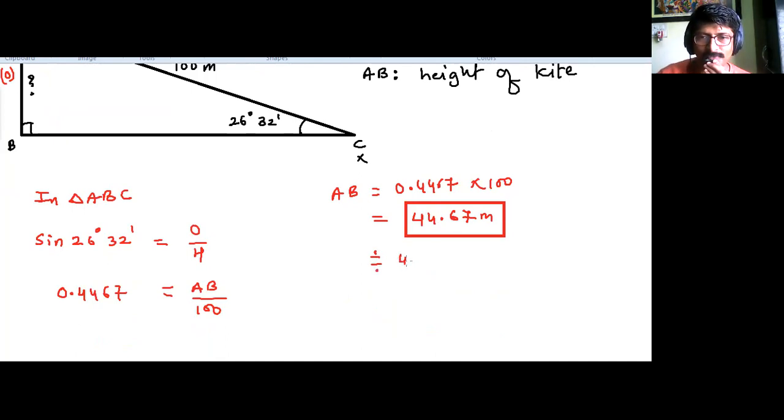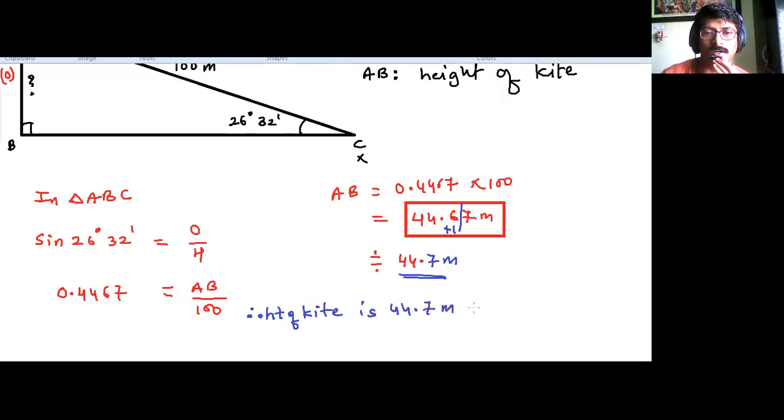Now how will we round this? 44 point, now here we have to draw a line, and thereafter the digit is more than 5, so we will have to add 1 over here, so it will become 44.7 meter, and that is correct to one decimal place. I hope you understood, guys. So we can write, therefore, the height of the kite is 44.7 meter, correct to 1 decimal place. I hope you understood how to write the final answer.